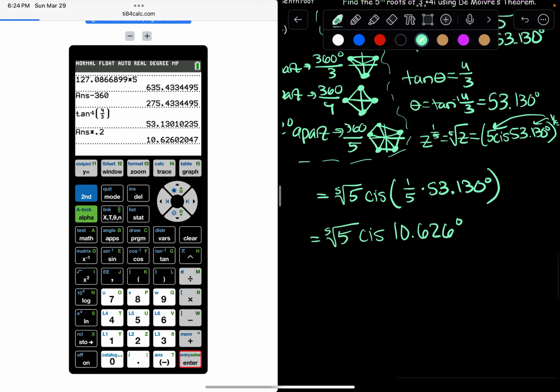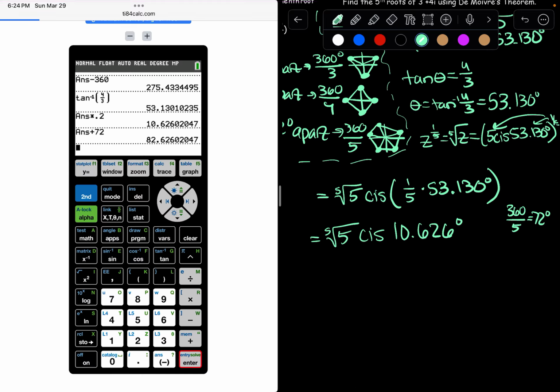All right. Now, since we are raising it to the fifth root, if I do 360 divided by 5, I end up with 72 degrees. That means all of these roots are evenly spaced by 72 degrees. So if I want to find the next one, I'm going to add 72 to my first angle, which is 82.626. So I'm going to say that this is my first solution. My second solution is the fifth root of 5, CIS, 82.626 degrees.